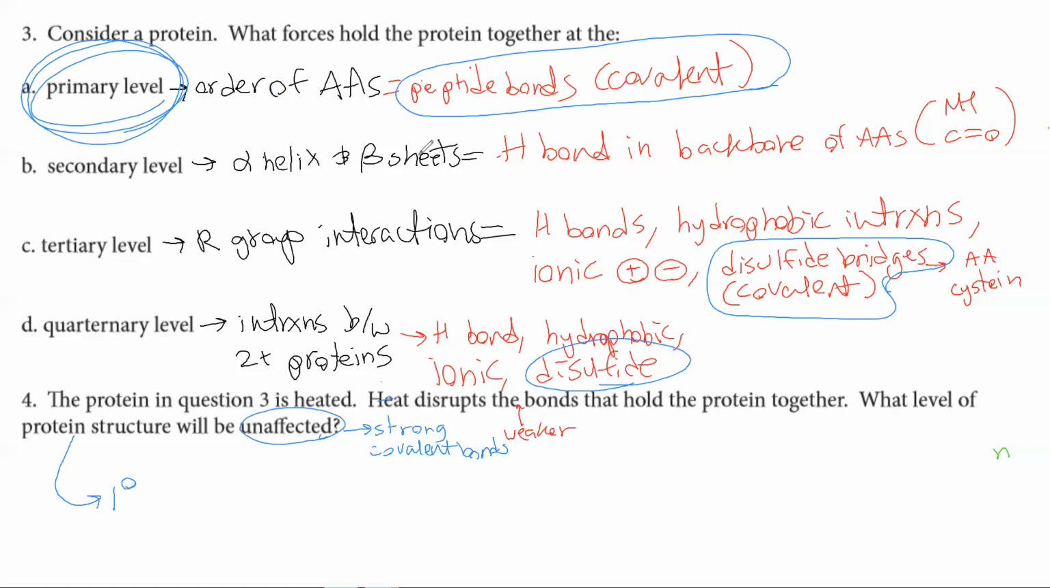At the secondary level, if you heated it up, all the hydrogen bonds would get denatured. At the tertiary level, hydrogen bonds, ionic bonds, hydrophobic interactions, those would be denatured. You'd still have these disulfide bridges, but everything else would basically be ruined. So when you heat up a protein, to a certain extent, all the covalent bonds are going to last a little bit longer because they're a little bit stronger.